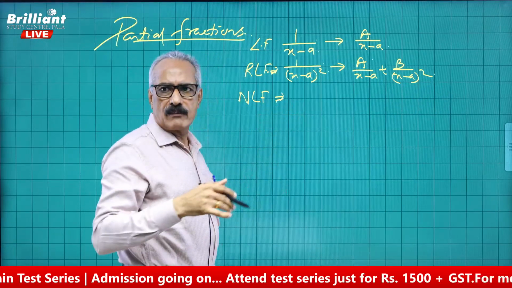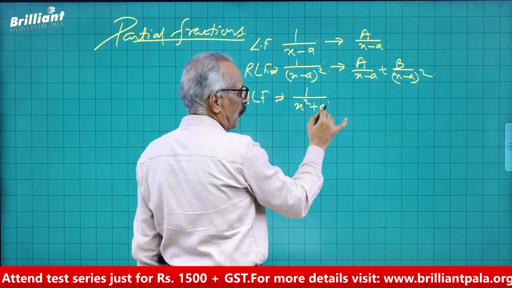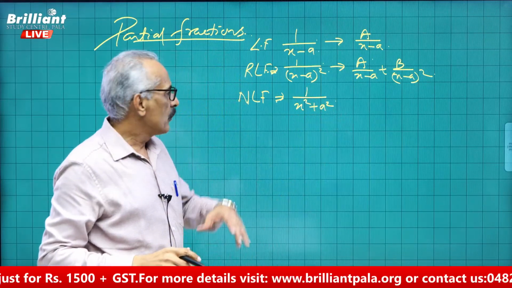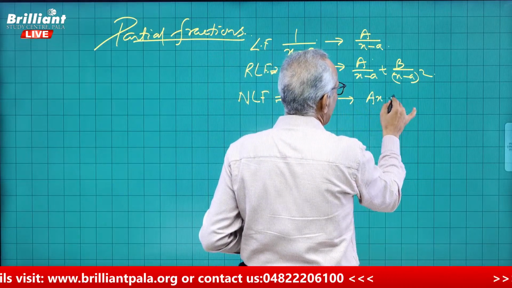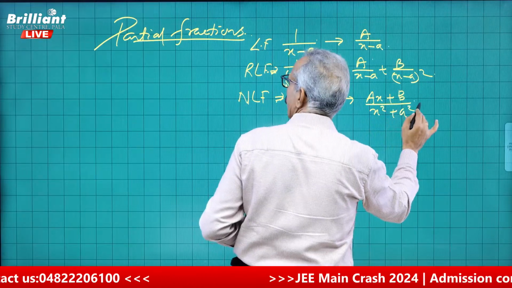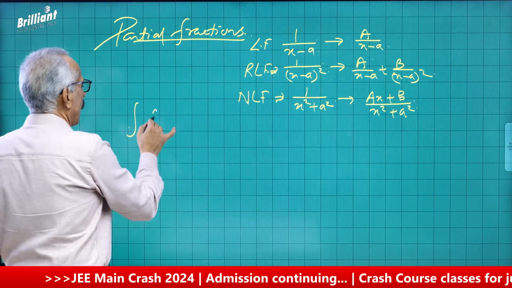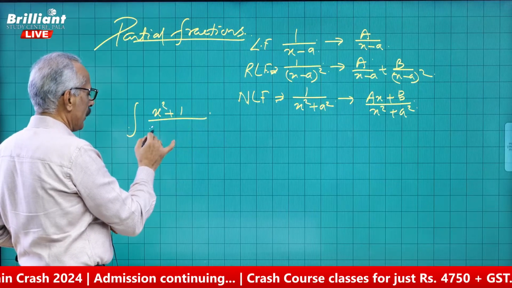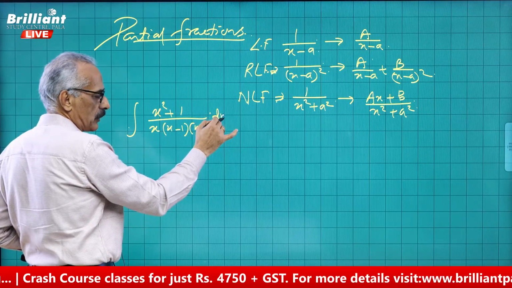Then next is non-linear factor. That means you cannot further factorize: 1 by x square plus a square, or quadratic expressions where the discriminant is less than 0. You write it as ax plus b divided by x square plus a square. Fine. Therefore, one example: say simply integral x square plus 1 divided by x into x minus 1 into x plus 1, suppose. This is the question.